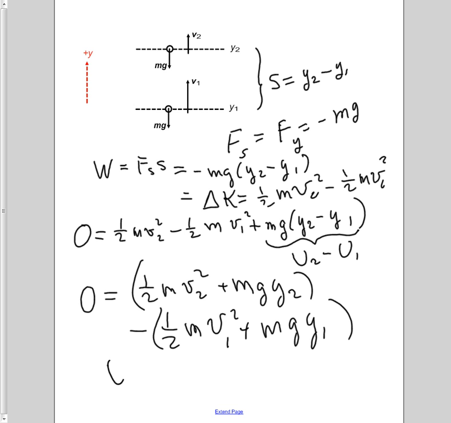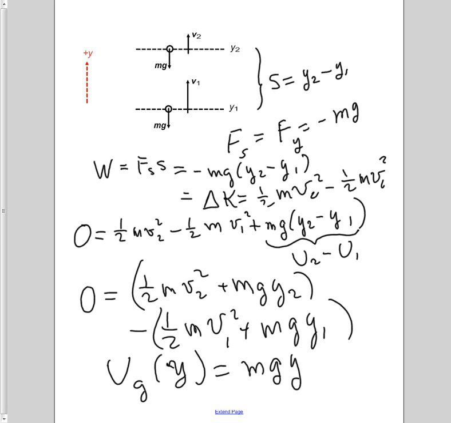And so what we see is that the gravitational potential energy, let's call it u sub g of y, is equal to mgy. Okay? In the next video, we'll do a simple example of this.